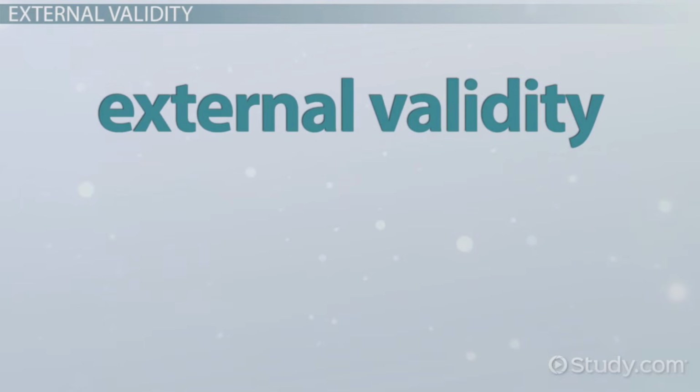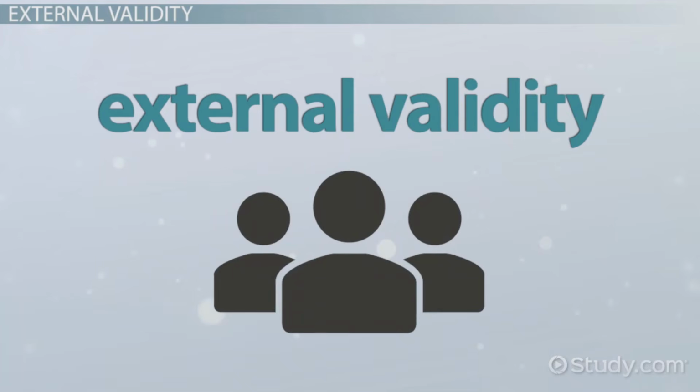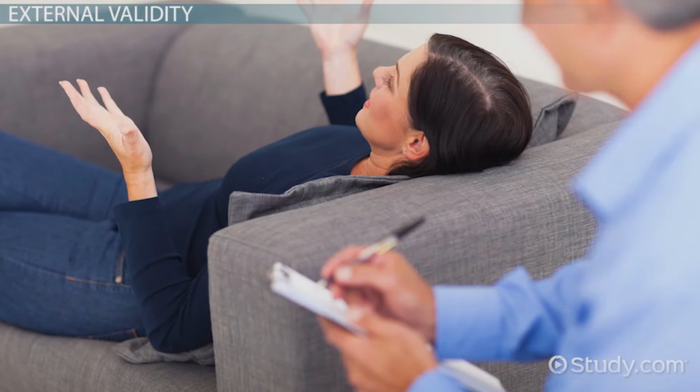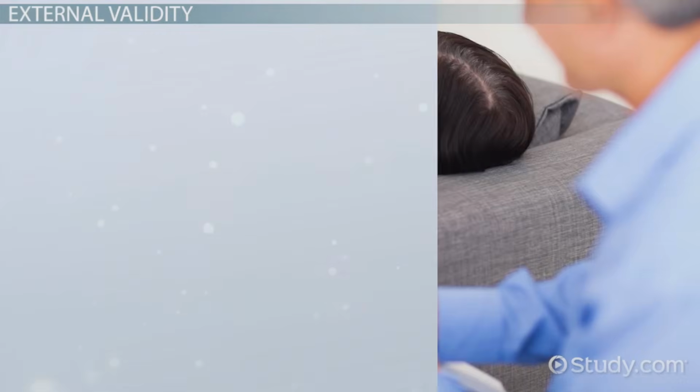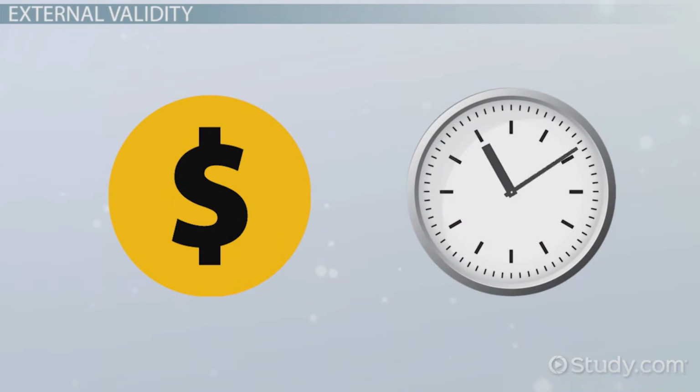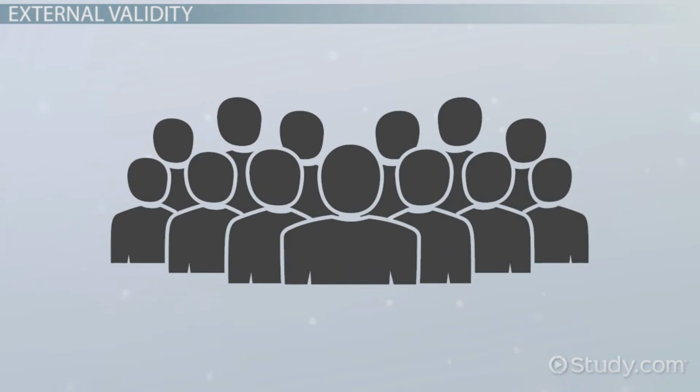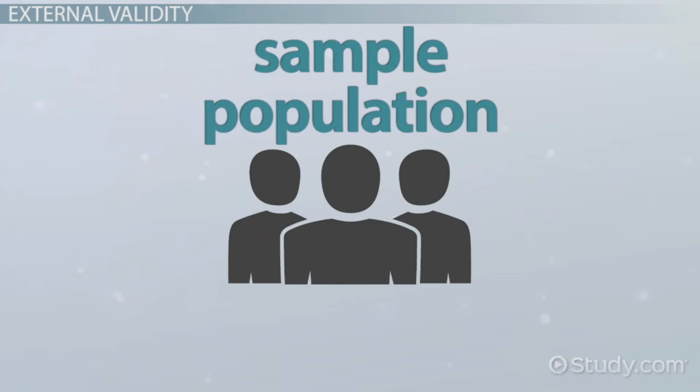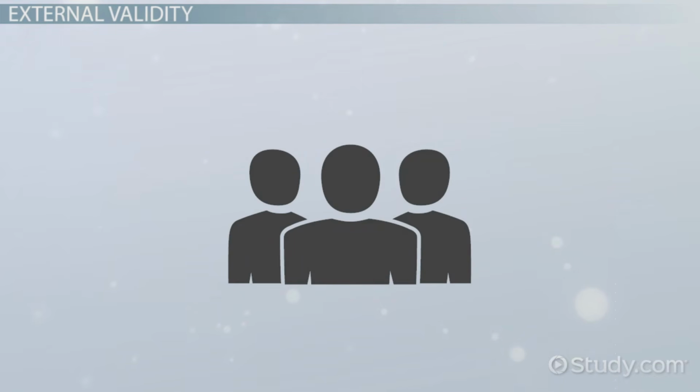A third type of research validity is external validity, which has to do with your conclusions applying to more people than just the ones you tested. Though psychologists might like to test everyone, doing so would be absurdly expensive and time-consuming. So instead, psychologists take a sample of the population they want to study. This sample group is usually selected at random, based on who volunteers to participate.